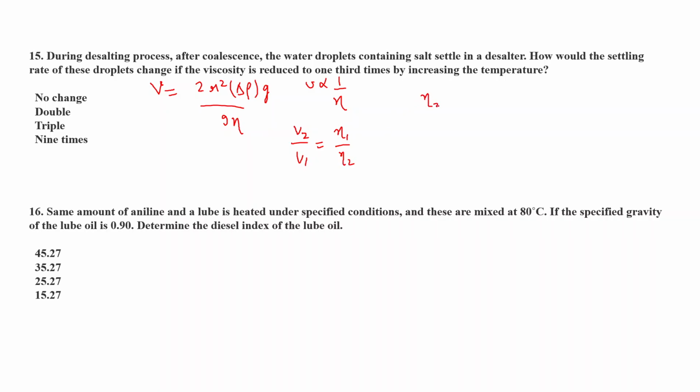So eta 2 is 1/3 of eta 1, which is reduced by 1/3. So eta 1 upon eta 1 into 3. So V2 will be thrice of V1, that is triple. So velocity will be triple of the initial velocity.